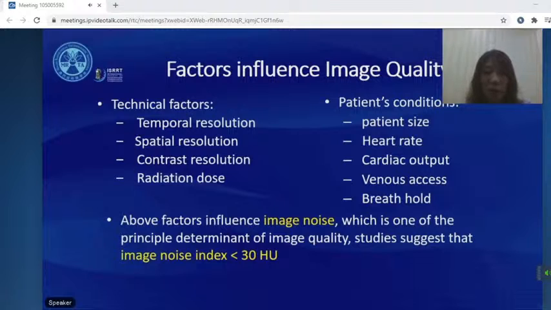All the factors influence image noise. That is the factor by which we can quantify the image quality. Studies suggest that the image noise index should be below 30, and in our scanner, the noise index should be below 31.